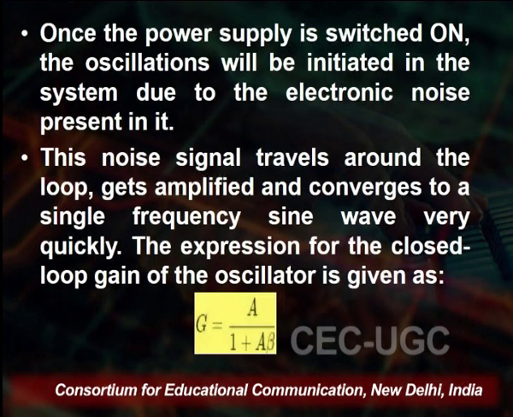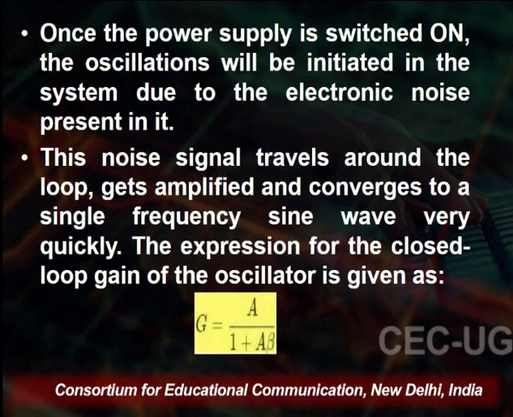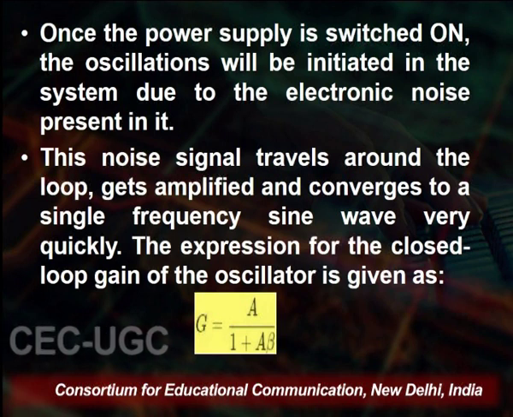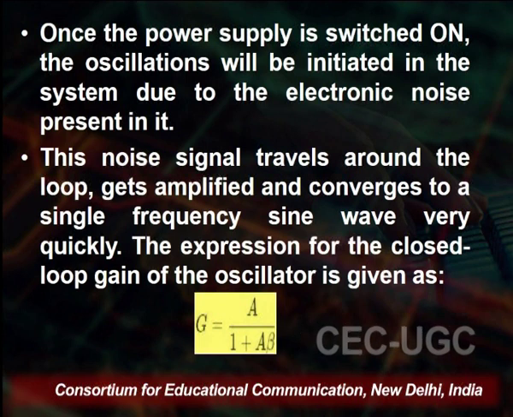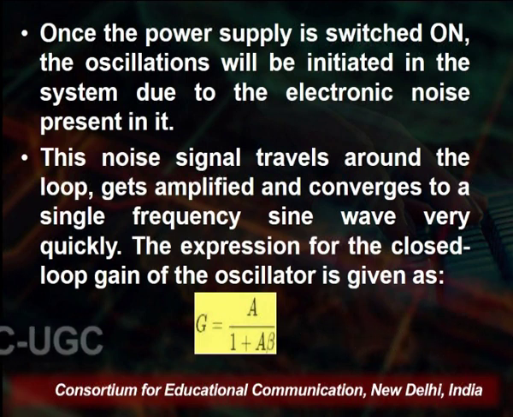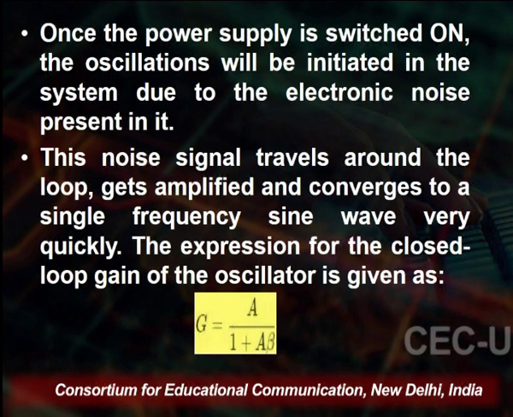Now, once the power supply is switched on, the oscillation will be initiated in the system due to the electronic noise present in it. This noise travels around the loop, as we have seen in the last figure, gets amplified and converges to a single frequency sine wave. So, very quickly we are getting the sine wave as an output.